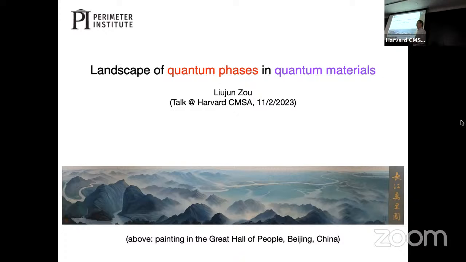Okay, it's also a great pleasure to share with you the work I did during the past few years. I summarized this work using this landscape of quantum phases in quantum materials. Here you see a nice painting of a landscape. It's actually not easy to really see; this painting is from people in Beijing, China. I was fortunate to have the chance to go to this place during the summer.